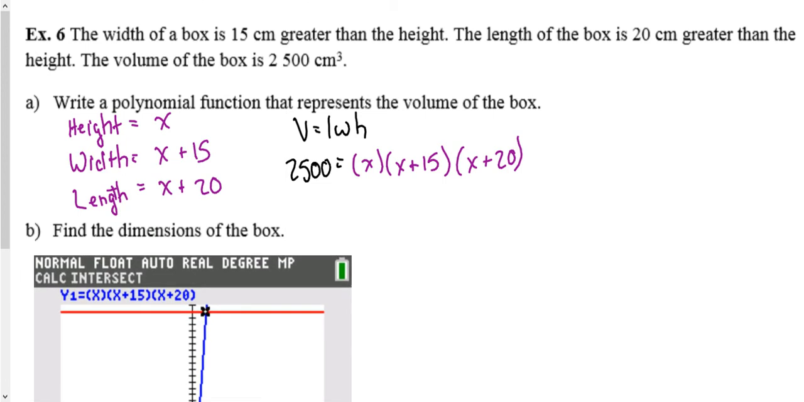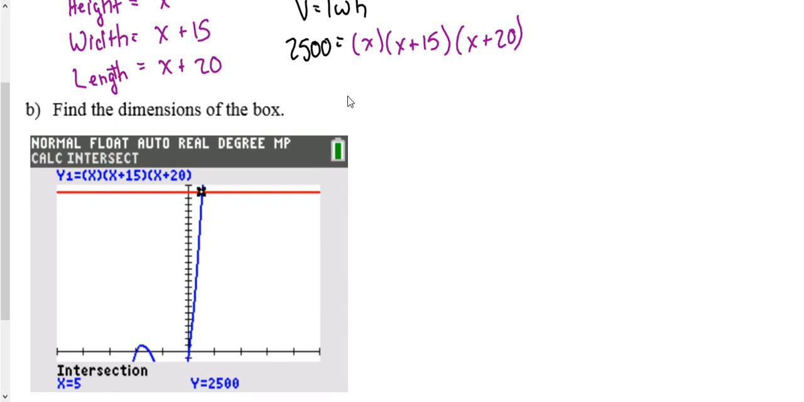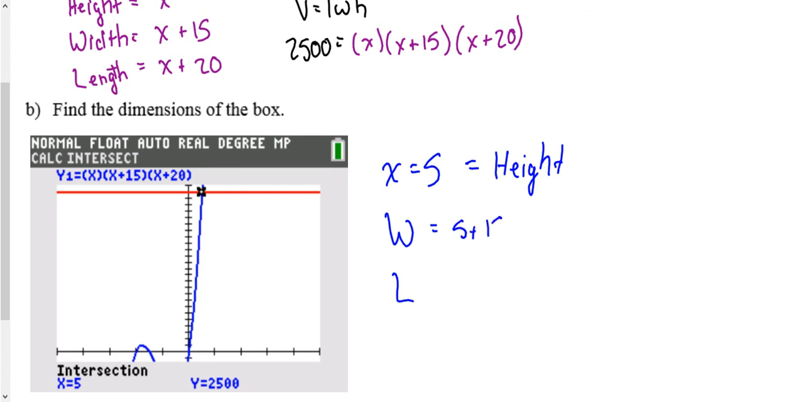So find the dimensions. If I know what x is, and x was 5, so therefore we have x equals 5, then that's my height now. My width and my length: my width was x plus 15, so now this is going to be 5 plus 15, just now a width of 20, and my length was 5 plus 20, which is now 25. So let's double check our volume real quick.